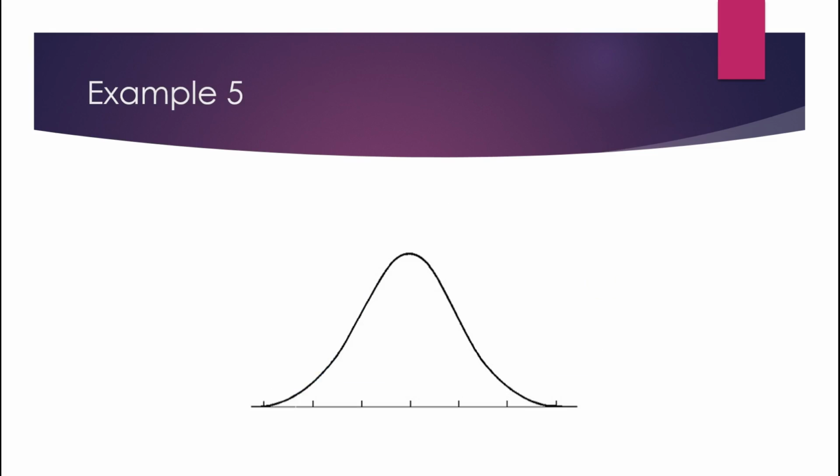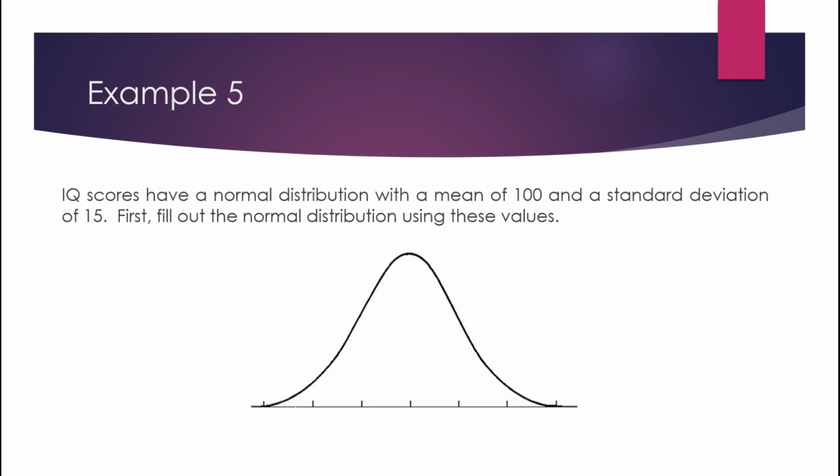So we have a few examples left. This is definitely a section in class that will take more than 1 class day, so that's why this video is a lot longer than most. So the first question is, IQ scores have a normal distribution with a mean of 100 and a standard deviation of 15. First, fill out the normal distribution using these values.